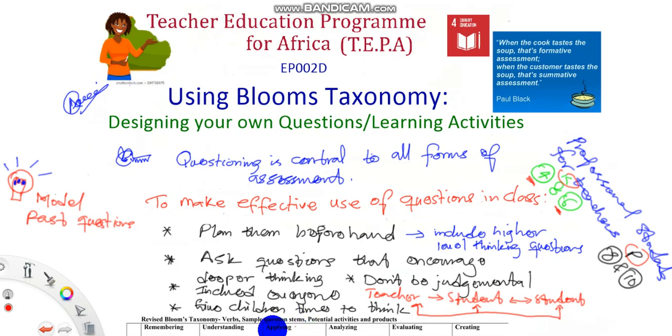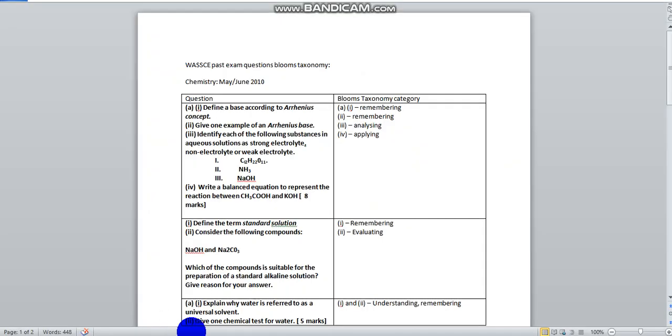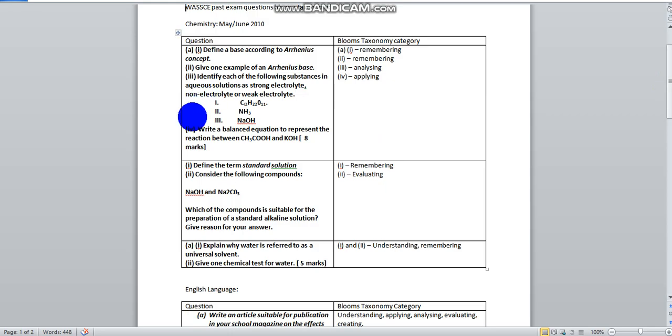All right, let's go back to designing our own questions. Now, when you see past exam questions, like for example here, these are the ones I was telling you in the earlier videos that I collated. So this is, for example, chemistry, right? You can see this question here is about defining a base according to Arrhenius concept. So this is basic remembering. This is a concept children learn in their chemistry. But now the final question here, you can see they say write a balanced equation to represent the reaction between, and so on.